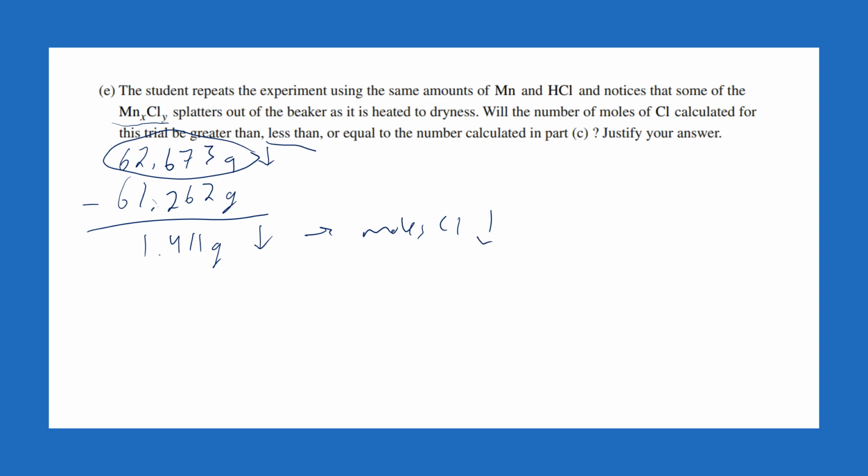So really make sure that when you're asked questions like this, you follow the math through from where the measurement will actually change all the way through the calculated part that it's asking you about. So if we have less than the number of moles you calculated in part C.